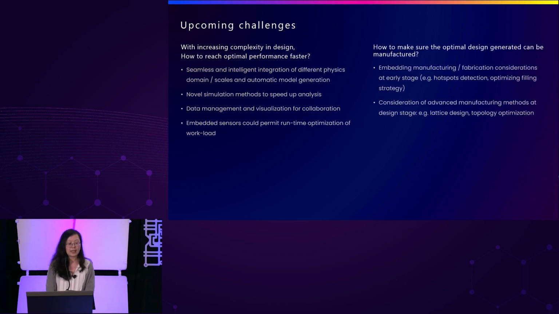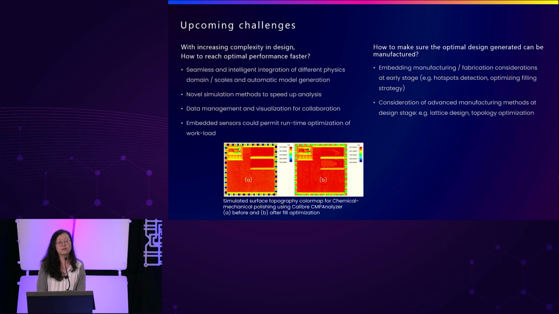And on the other hand, we also need to make sure that the optimum design that we generate can be manufactured properly. That would include manufacturing or fabrication considerations early in the design stage. For example, using simulation tools to detect hotspots so that you can optimize either your design or manufacturing strategy accordingly.